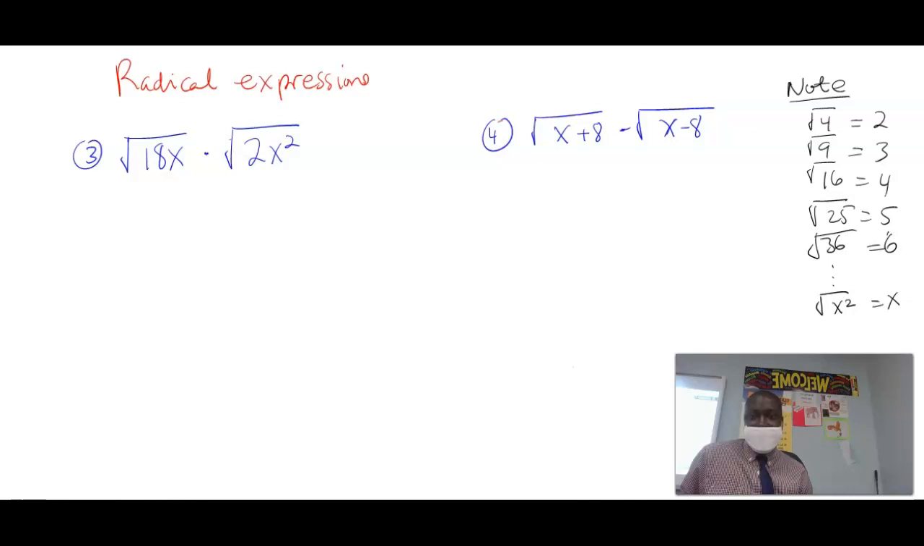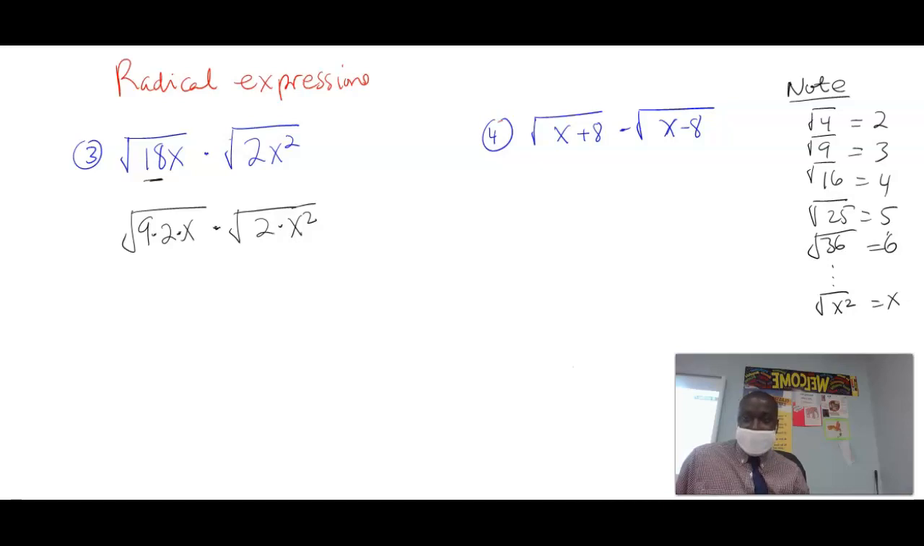So here, can any perfect square go into 18? Can any of these numbers divide it? 9. Good. So 9 times what? 2. Good. So here, nothing can happen here, so we just leave it like that, okay? Because square root of 2 is just an irrational number, so we leave it like that.